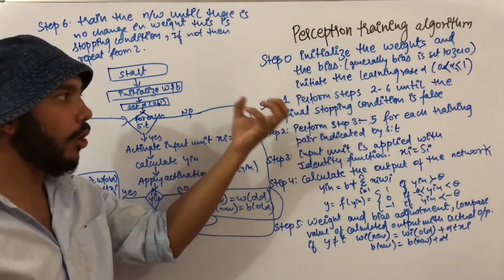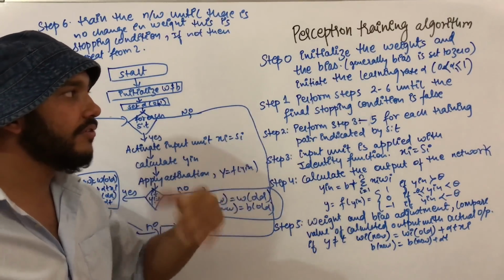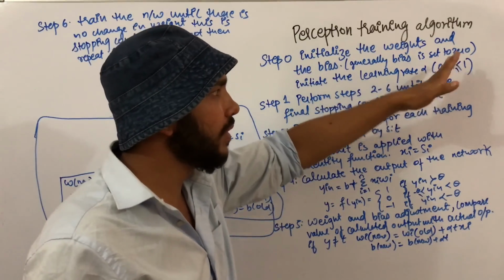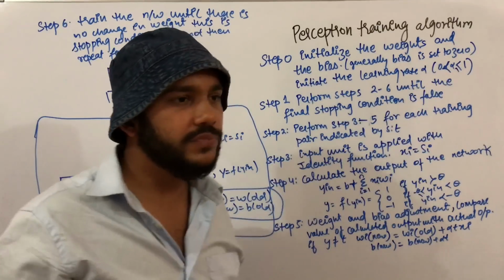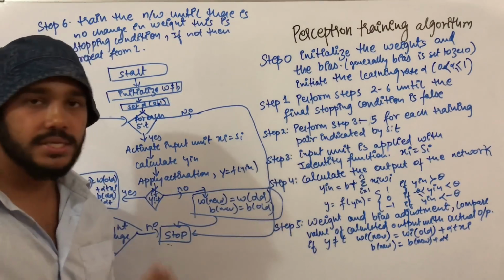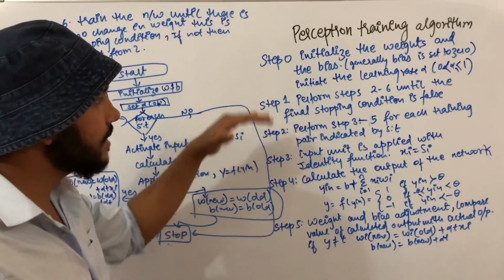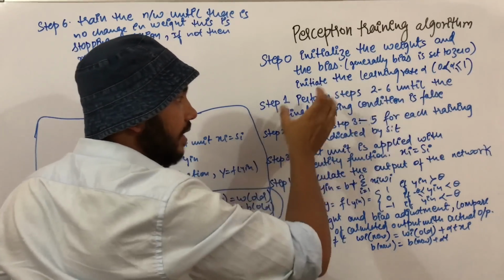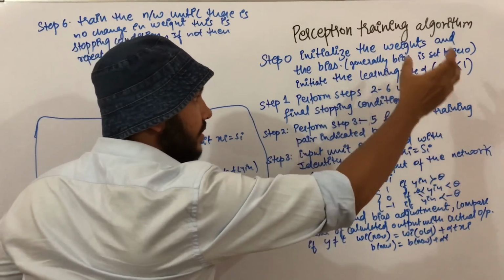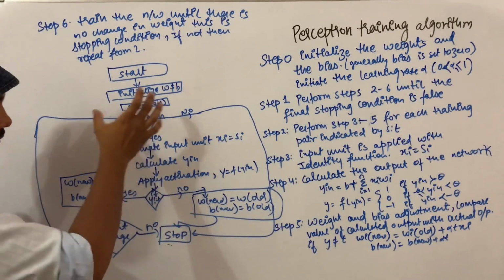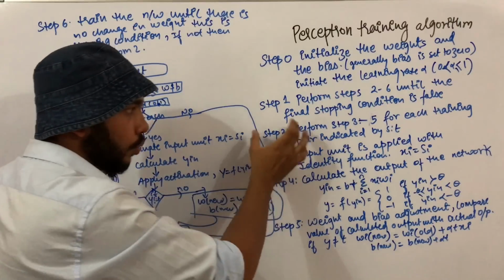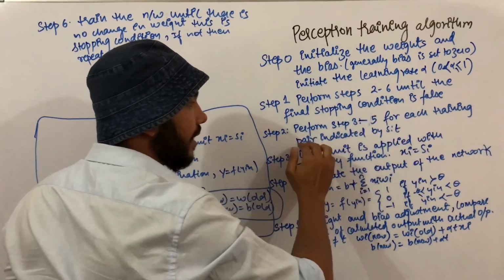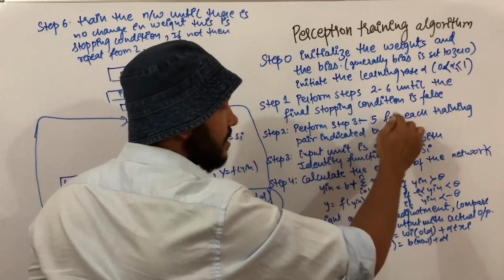In step 0 we also initialize the learning rate. We can initialize the learning rate between 0 and 1. Generally the learning rate is set to 1. Step 1: perform steps 2 to 6 until the stopping condition is false. Step 2: perform steps 3 to 5 for each training pair indicated by s:t.